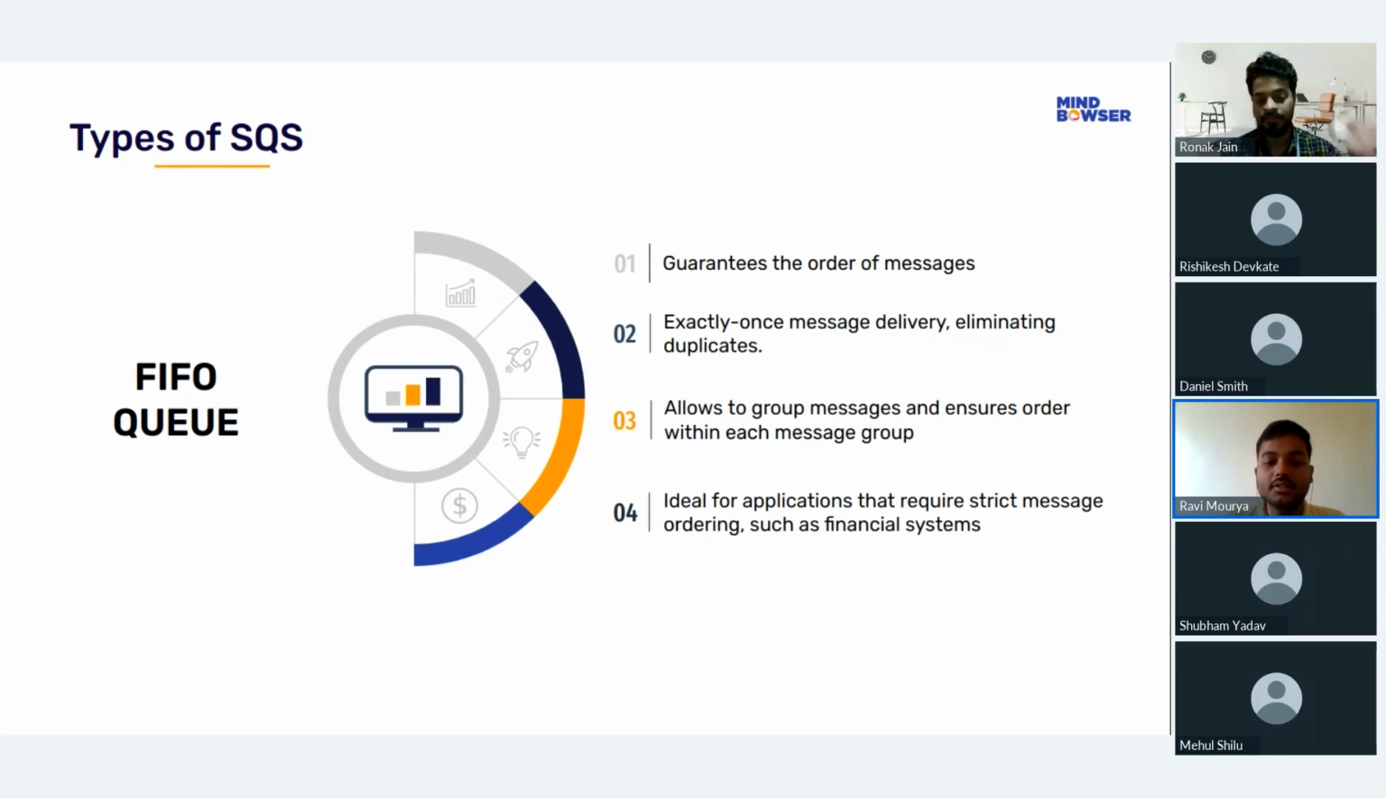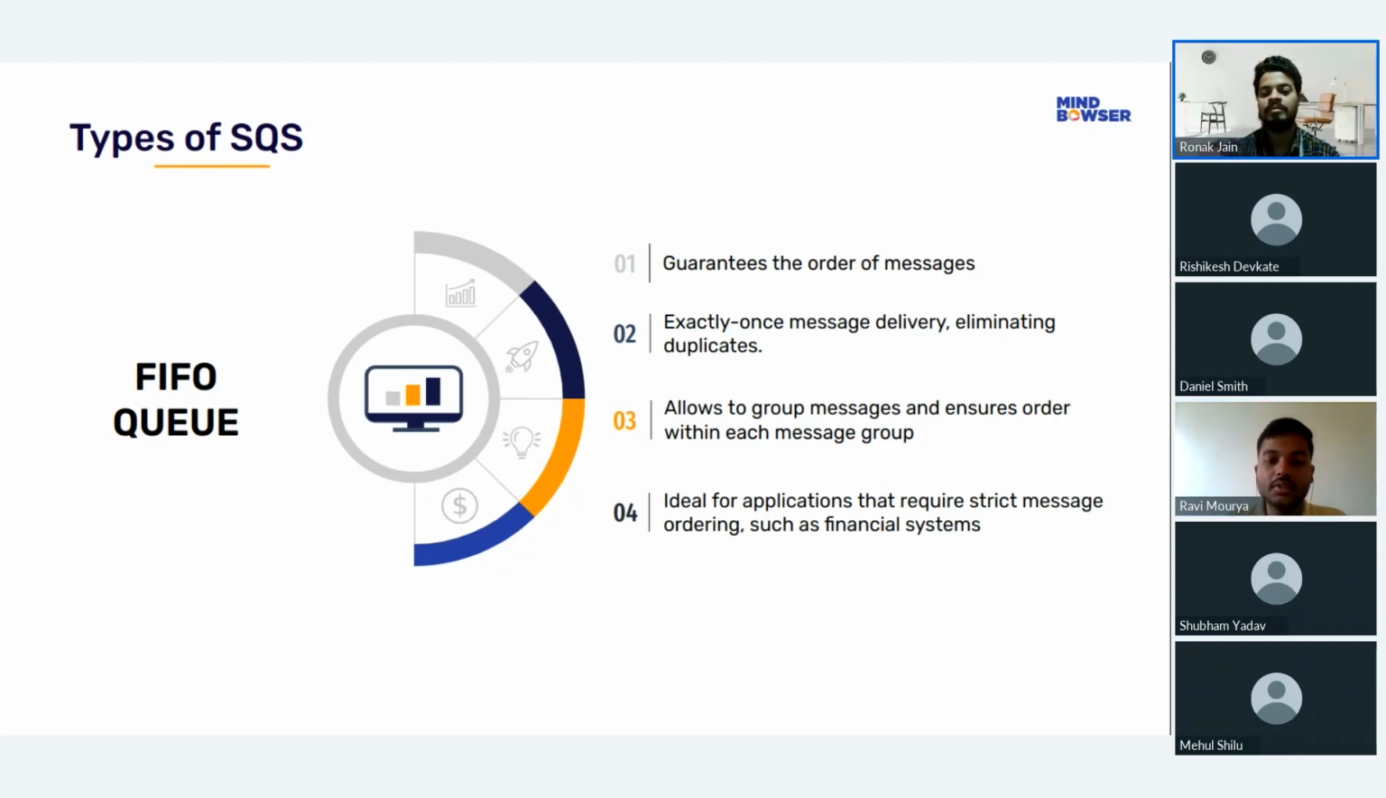It guarantees that a message is delivered only once. Like we have in the standard queue, where messages might get delivered twice, here we don't have that problem. And it automatically eliminates the duplicate messages also. It automatically handles duplicate messages.